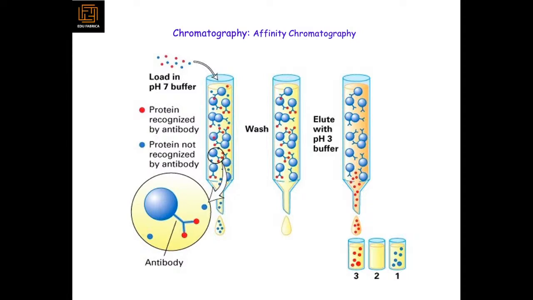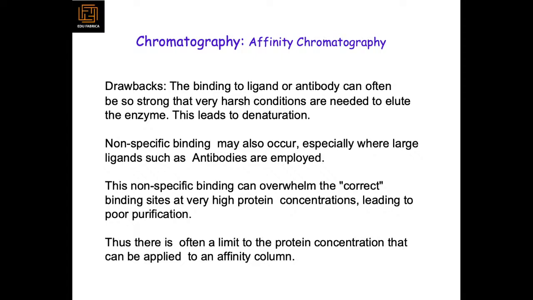So here we can see we have loaded our sample, the red and blue particles. The red ones are the proteins that could be recognized by the antibody, whereas the blue ones are the proteins not recognized by the antibody. So when we wash them, the blue ones will be washed first, and the red ones later. Some drawbacks are that the binding to the ligand or antibody can often be strong, so very harsh conditions are needed to elute the enzyme, and this leads to denaturation. Non-specific binding may also occur, especially where large ligands such as antibodies are employed.